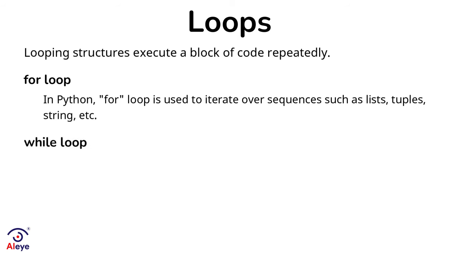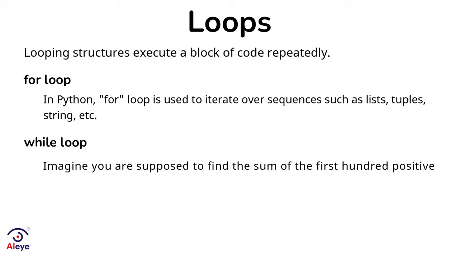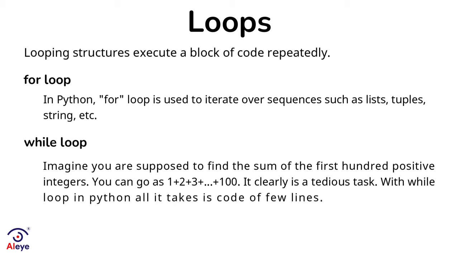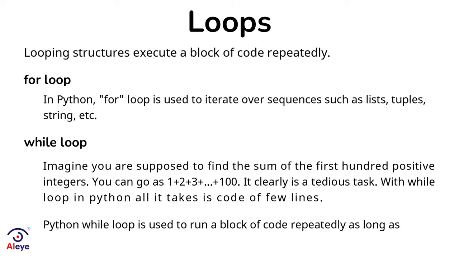While loop. Imagine you are supposed to find the sum of the first 100 positive integers. You can go as 1 plus 2 plus 3 plus all the way up to 100. It clearly is a tedious task. With while loop in Python, all it takes is code of a few lines. Python while loop is used to run a block of code repeatedly as long as the defined condition is true.